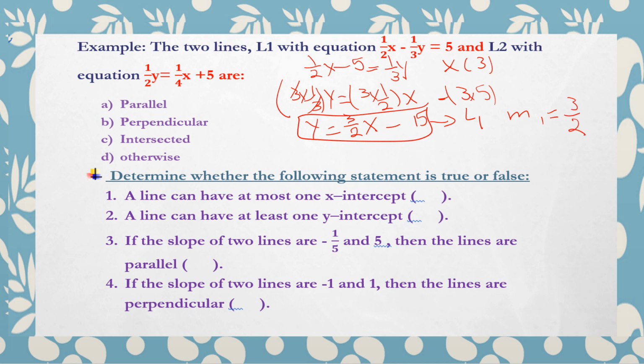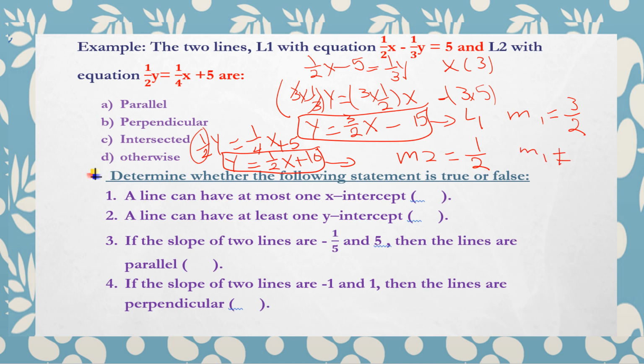This is the equation of line 1, and the slope m1 equals 3 over 2. And the equation of line 2 is half y equals a quarter x plus 5. We have to get rid of this fraction, so we would multiply both sides by 2, so y equals half x plus 10, and m2 equals half. And then m1 does not equal m2, so both lines are intersected.